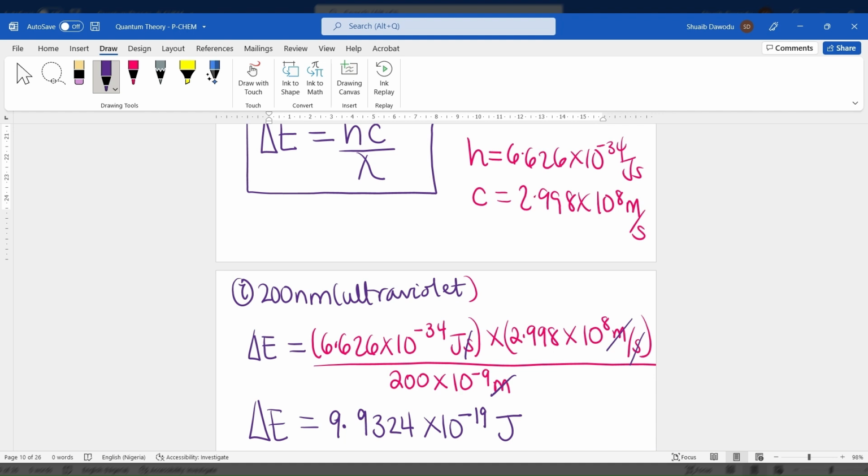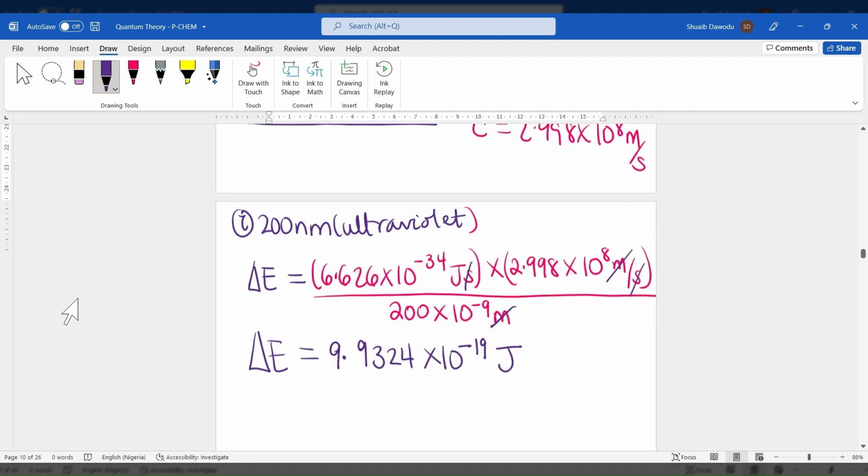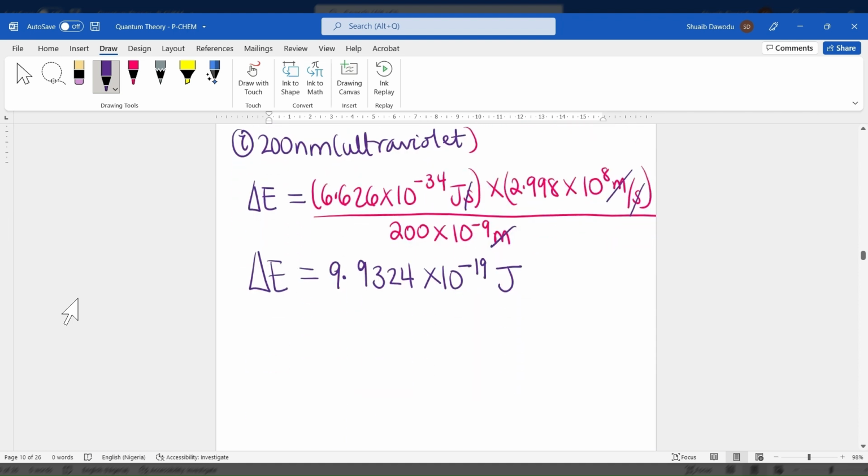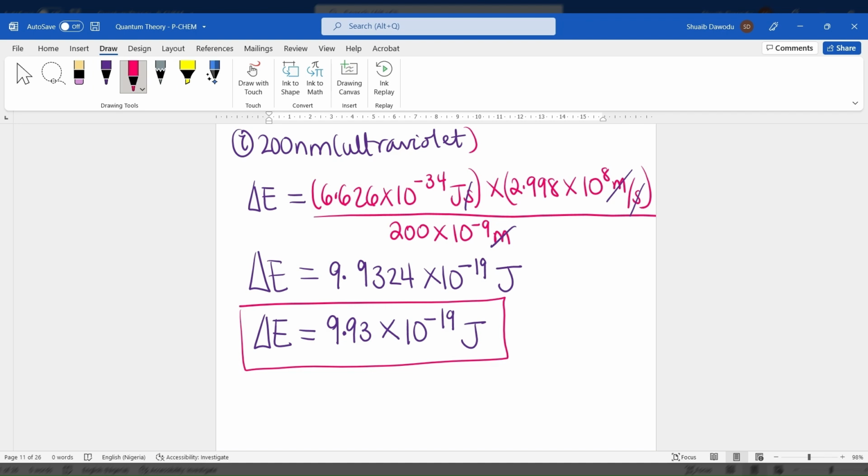So you're going to be wondering, okay, this looks good. But let's not forget that we are chemists and we're supposed to put our work in the lowest number of significant figures. So we're going to rewrite this in three sig figs. Our final answer will be change in energy is equal to 9.93 times 10 to the power of negative 19 joules. This is our answer in three significant figures.